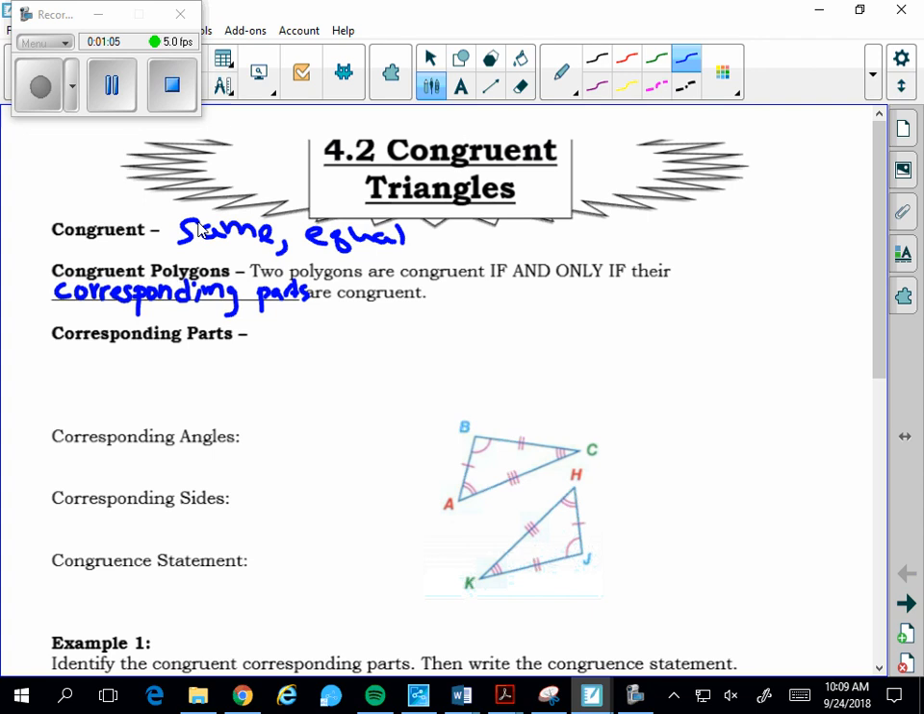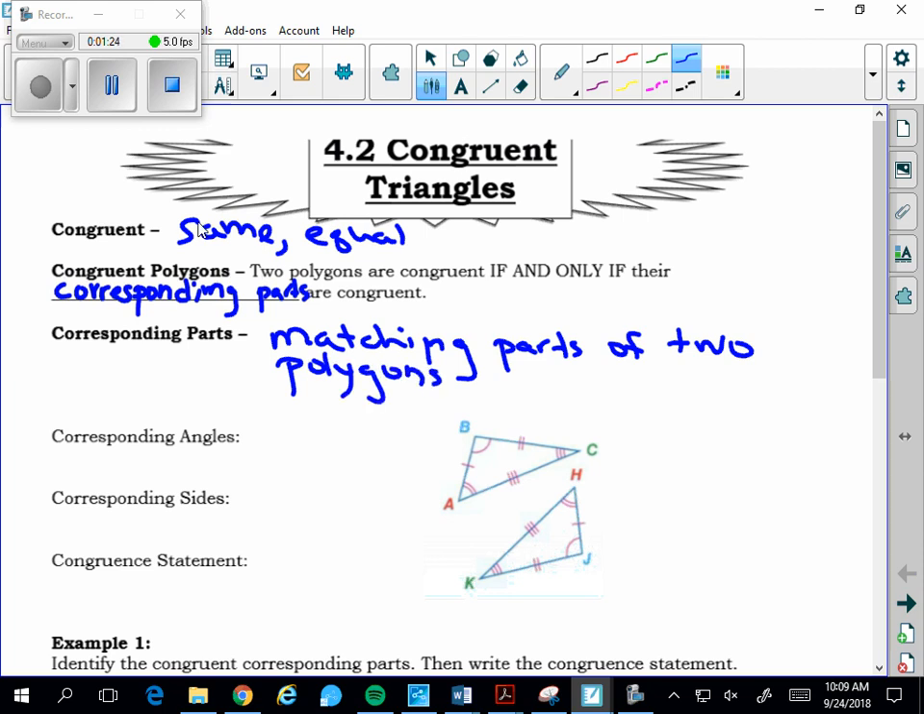So what do we mean by corresponding parts? Corresponding parts are the matching parts of two polygons. This will make a little bit more sense once we actually take a look at it. Another way that we can describe congruence is if I take one shape and I can turn it, shift it, or do something that is going to map it directly on top of another object and everything will be the same, those are congruent polygons. All of those pieces that we want to make the same are the corresponding parts.